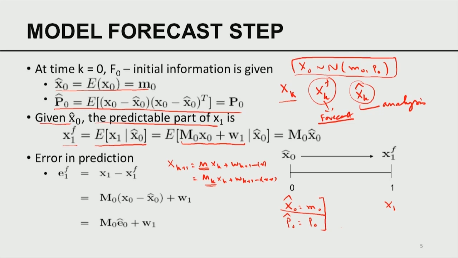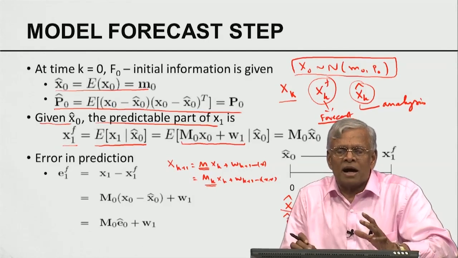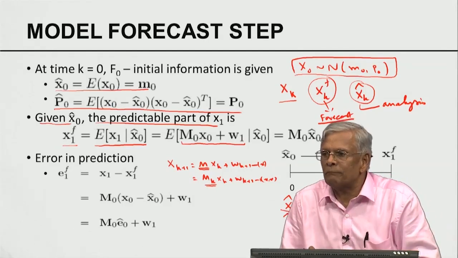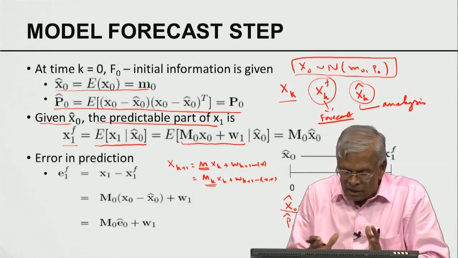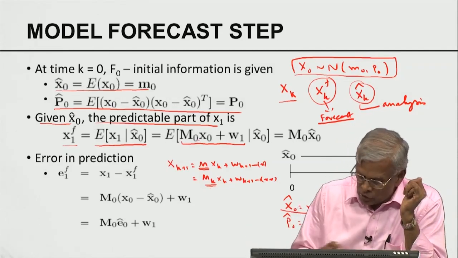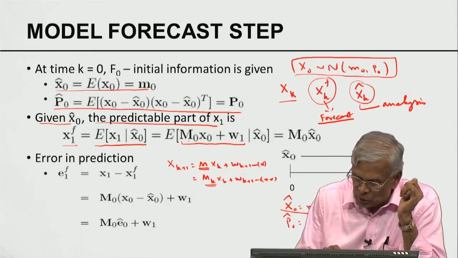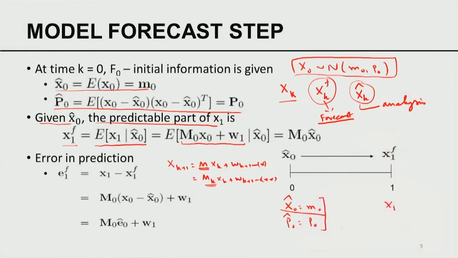So what does double star mean? I have a linear time varying model. If I can analyze the linear time varying model, for the time invariant model I simply take the k out of m. So without loss of generality I can assume the model is time varying, therefore m0. If I am using my model as a time varying model, x1 is equal to m0 x0 plus w1, that is the model equation.